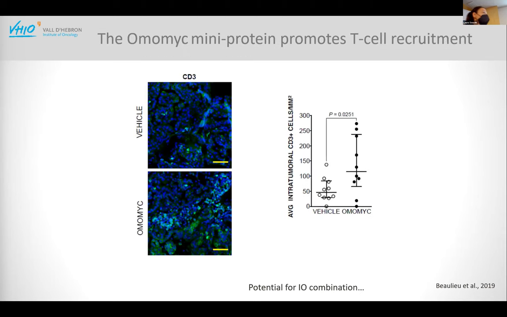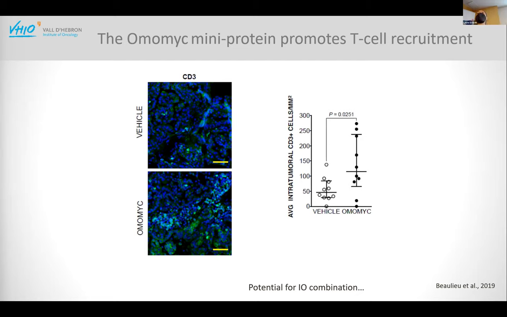And we also saw something really cool. These tumors are normally immune deserts. KRAS-driven non-small cell lung cancer is usually not infiltrated with T cells. But after the treatment with HOMOMIC, we saw a significant increase in CD3 positive cells, so in T cells. And I'll get back to this, but this basically prompted us to check whether we could combine HOMOMIC with immuno-oncology. This was intranasal though.